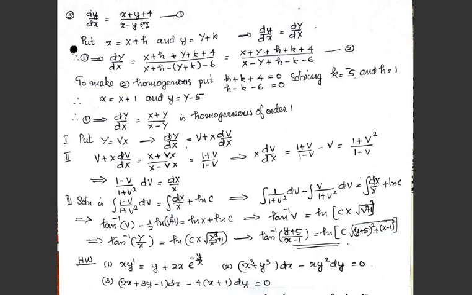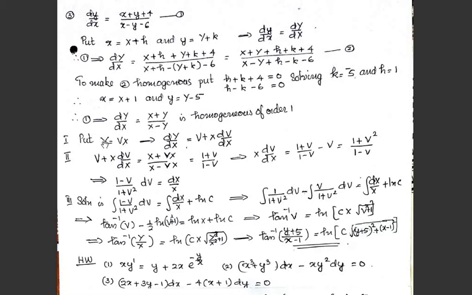Now equation number 1, that is our question, reduces to dY by dX is equal to (X plus Y) by (X minus Y). See, it is evidently of power 1, 1. So the numerator is of degree 1 and the denominator is also of degree 1. So this is a homogeneous differential equation of order 1.